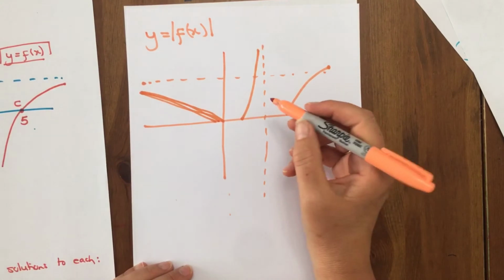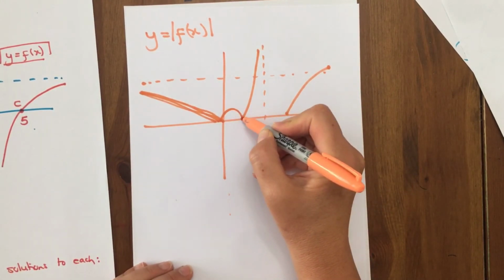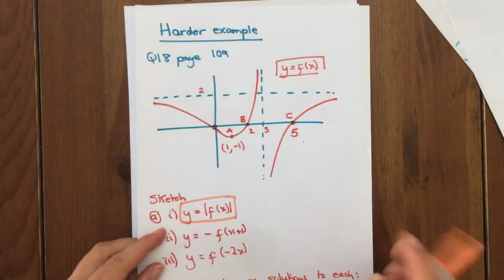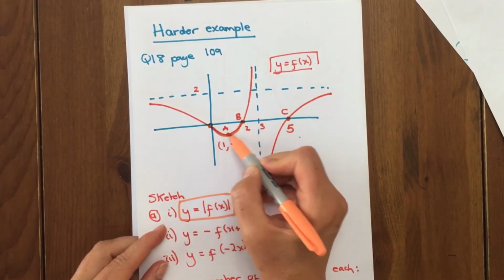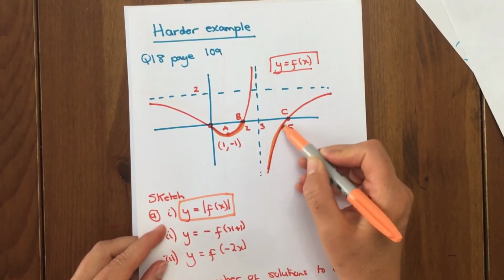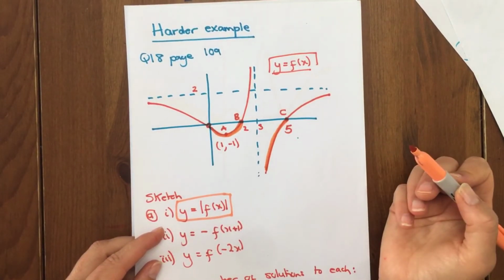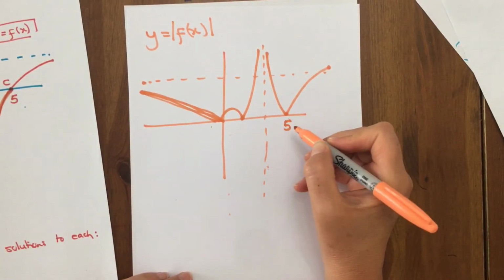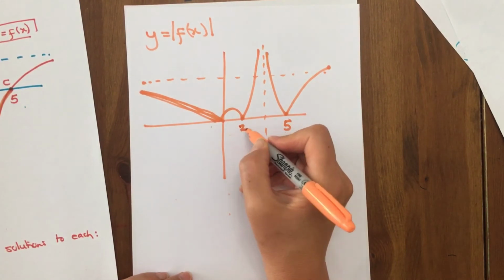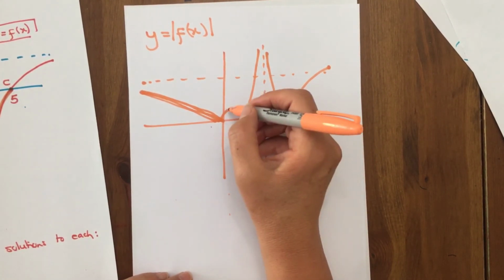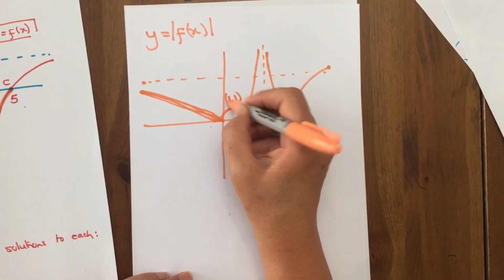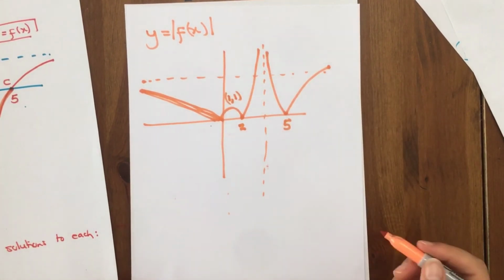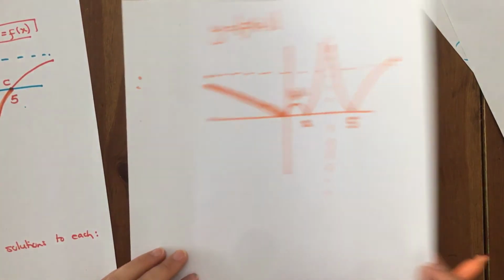Okay, sorry about that. And then everything below will flip. So you can see that the below bit here and here flips above the x-axis. So this is 5, this is 2, and my point now here goes to 1, 1. Okay. Right, the asymptotes stay exactly the same. Right, next question.